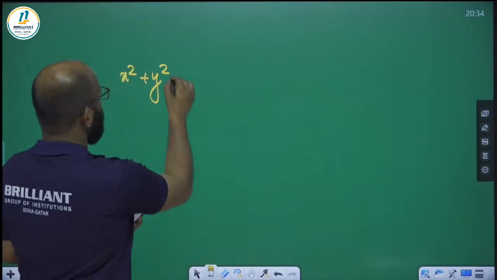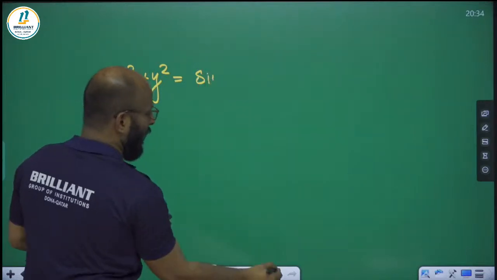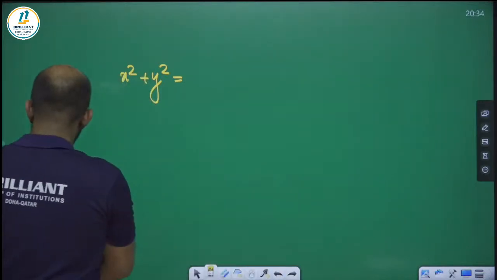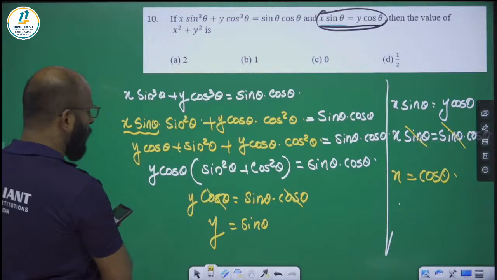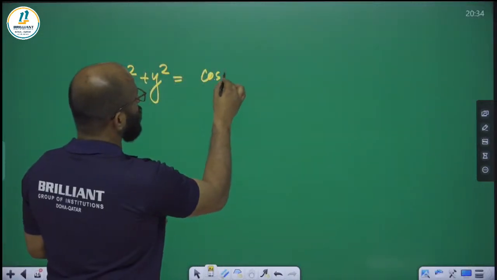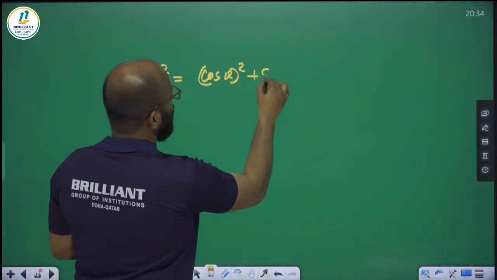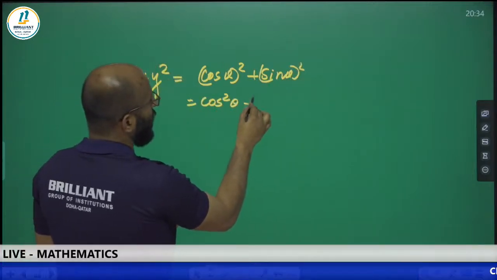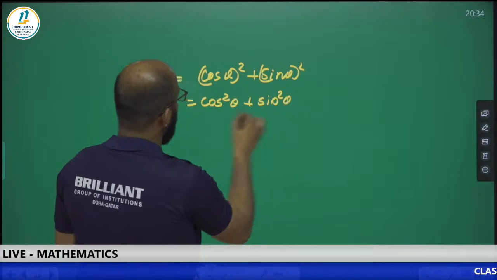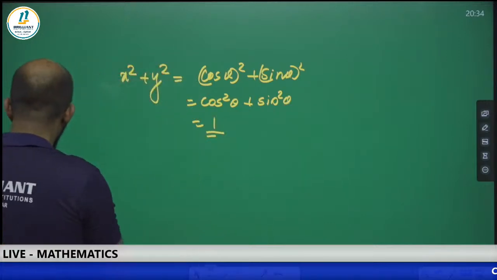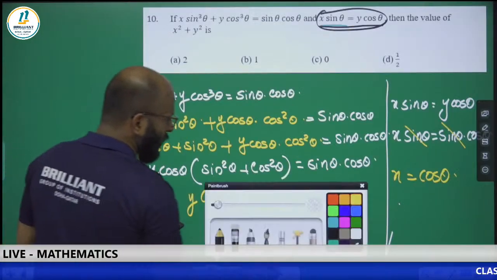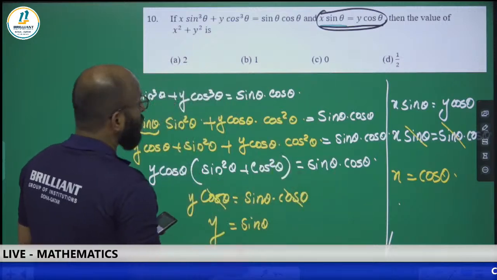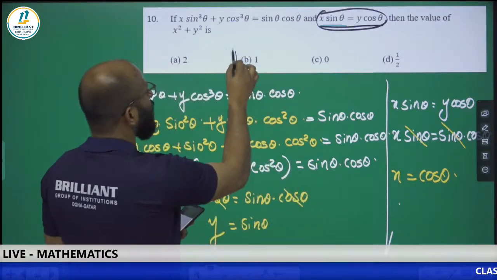Yes, correct. Okay, what is x value? X is cos theta and y is sin theta, which is equal to cos theta whole square plus sin theta whole square. So you know that cos square theta plus sin square theta is equal to 1. So our answer is 1. So let's see which option that is. Yes, option B is the correct answer.